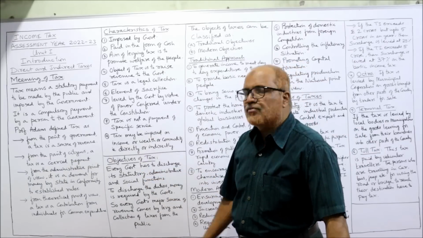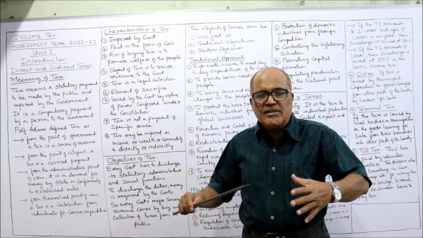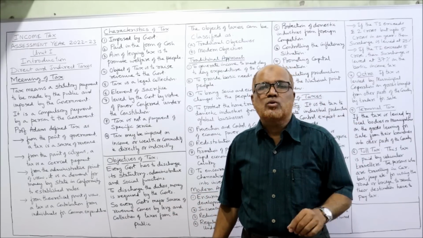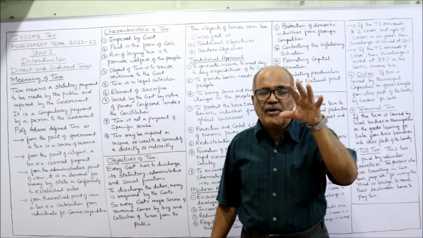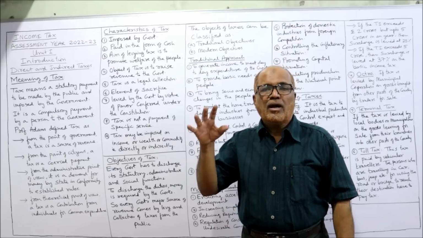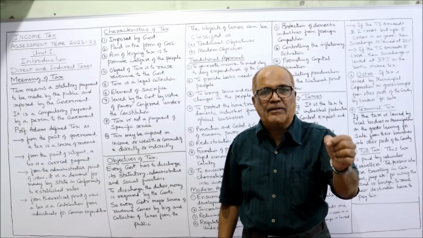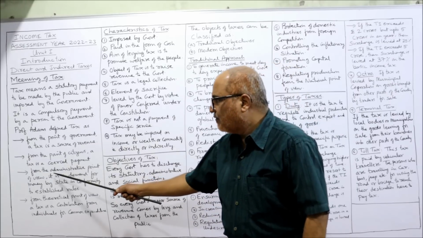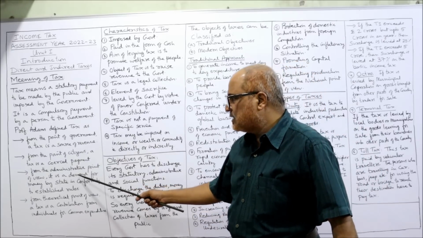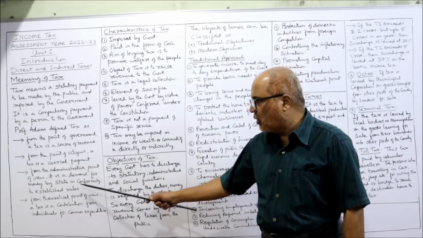Then secondly, from the point of view of the citizen, a tax is a coerced payment. From the common citizen's point of view, a tax is a coerced payment. Coerced means the payment is made by enforcing, by compulsion. The government has made it compulsory, a coerced payment that everybody has to pay the tax, right? Thirdly, from the administrative point of view, tax is a demand for money by the state in conformity with established laws.